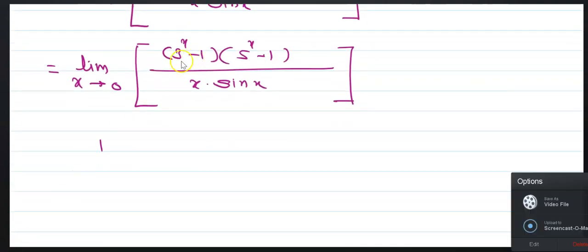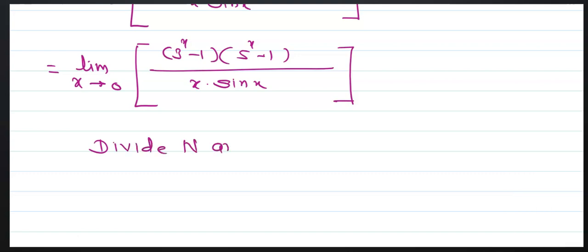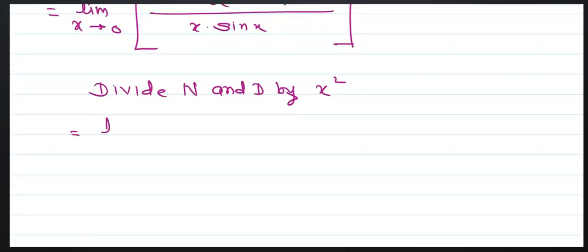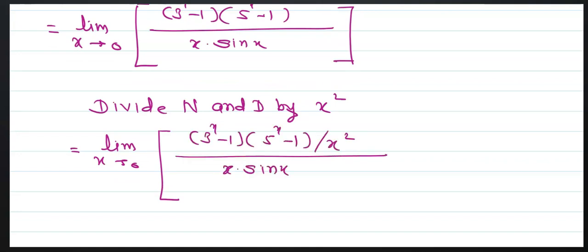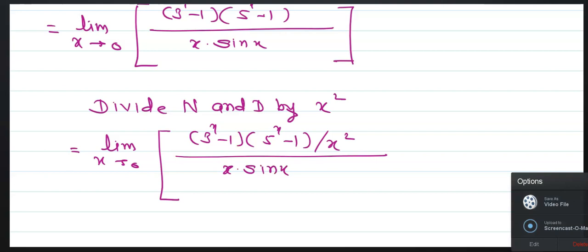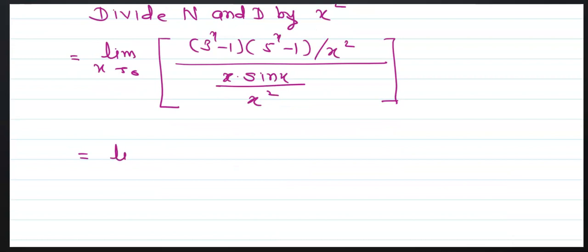Now here 3 raised to x minus 1 requires 1 upon x and 5 raised to x minus 1 requires also 1 upon x. Therefore, divide numerator and the denominator by x square. Therefore, limit x tends to 0, (3 raised to x minus 1)(5 raised to x minus 1) divided by x square, upon x square. Now, these two x get cancelled.